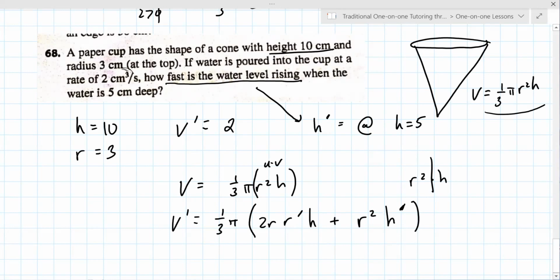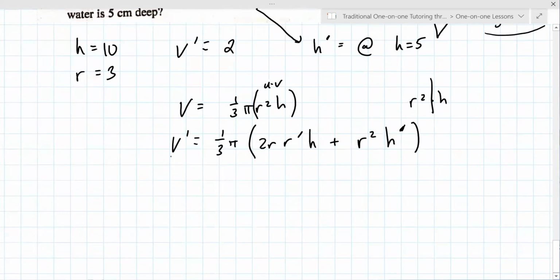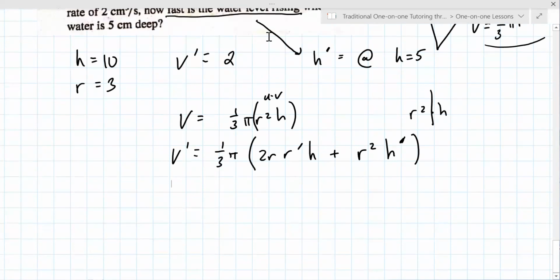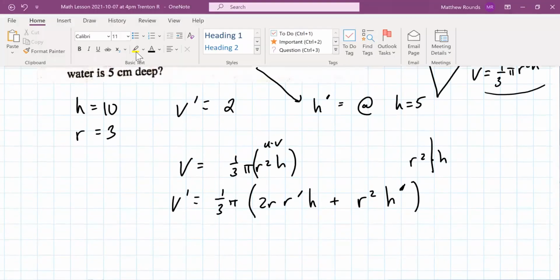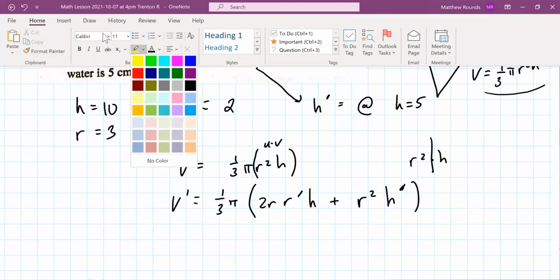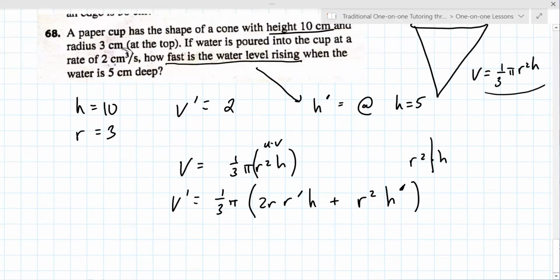So how many of these quantities do we have? Like, do we have V prime? Yes. See how we have V prime? Actually, that won't be clear. So let me switch colors here real quick. Do we know the value of R? Yes. What is the value of R? 3. It is 3 at the top.